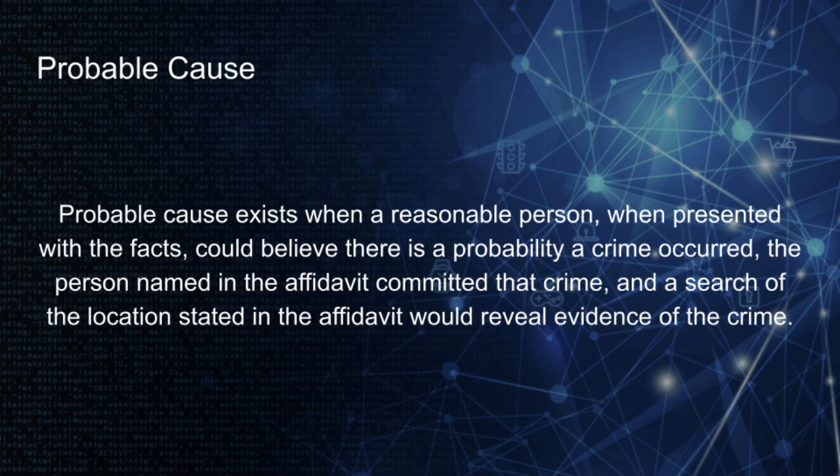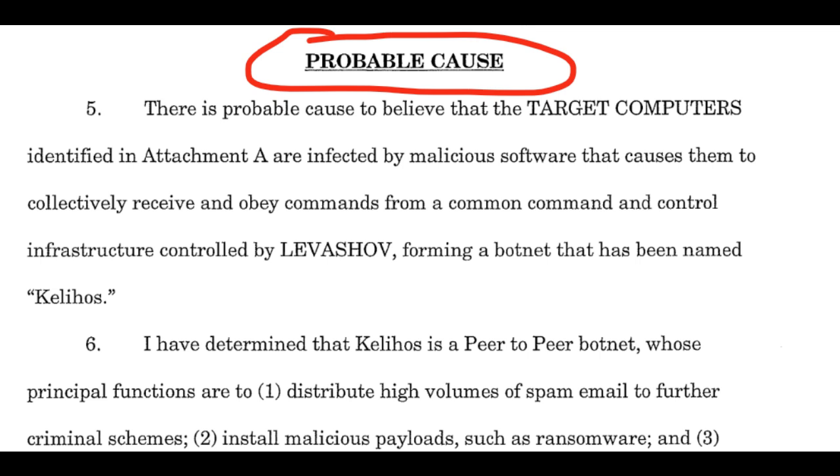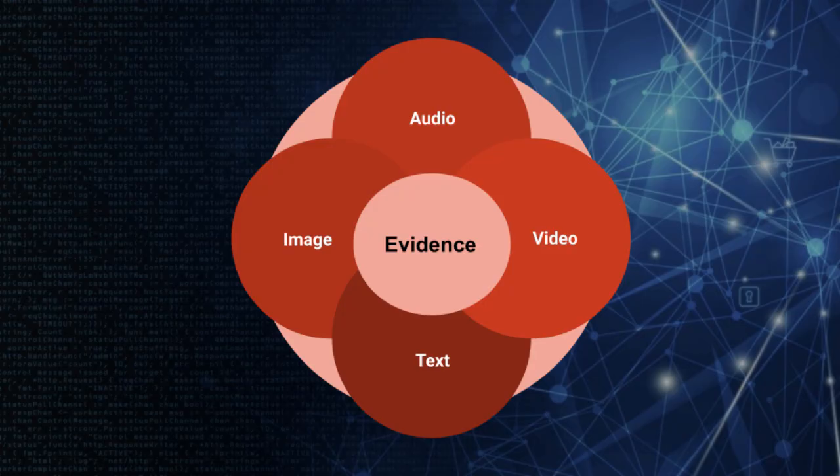Probable cause exists when a reasonable person, when presented with the facts, could believe there is a probability a crime occurred, the person named in the affidavit committed that crime, and a search of the location stated in the affidavit would reveal evidence of the crime. When establishing probable cause, the officer needs to explain the kind of evidence available. That evidence will be some type of audio, video, text, or image. It could be metadata. It could be the content of emails, pornography, DMs, video recordings.